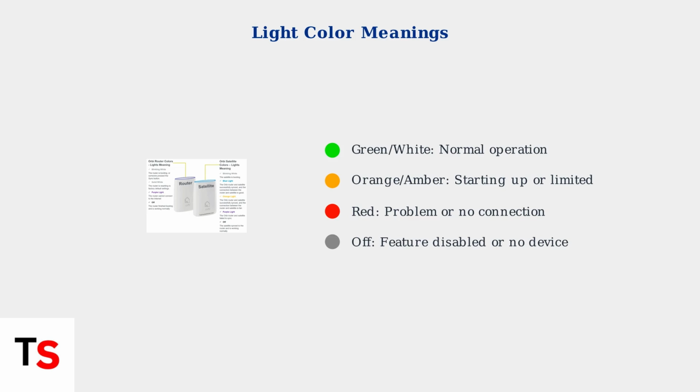Green or white typically means normal operation, orange or amber indicates startup or limited function, red shows problems, and off means the feature is disabled.